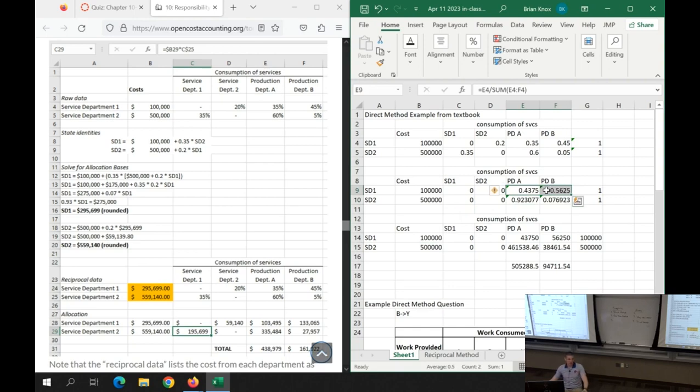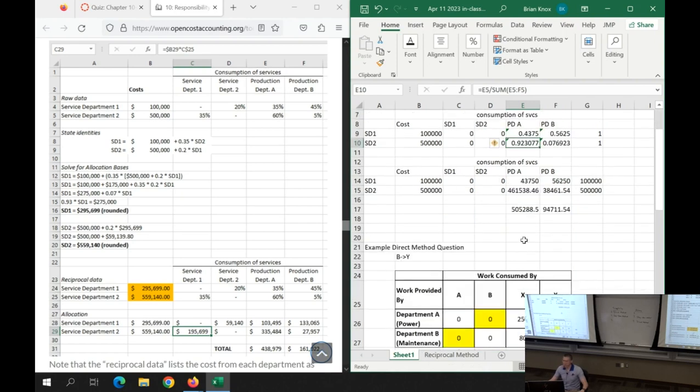The problem is the step-down method. It does not follow that rule. So the answer is going to be the direct and reciprocal, whichever answer says direct and reciprocal for that one. The step-down method order does matter. That's why I have to tell you in the question, A is first, B is second, or B is first, A is second, because otherwise you will get a different answer.